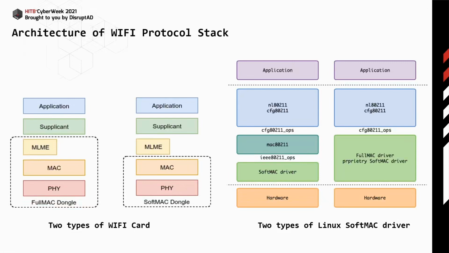The figure on the right shows two implementations of the Linux SoftMAC driver. The difference between the two is that the MAC layer on the left uses mac80211, while the MAC layer on the right is implemented by the chip manufacturer. mac80211 is the Wi-Fi MAC layer implemented by the Linux kernel itself. Its code quality is relatively high, and it is difficult to find vulnerabilities in it. However, the MAC layer implemented by the manufacturer is often prone to vulnerabilities because it has not been strictly audited.